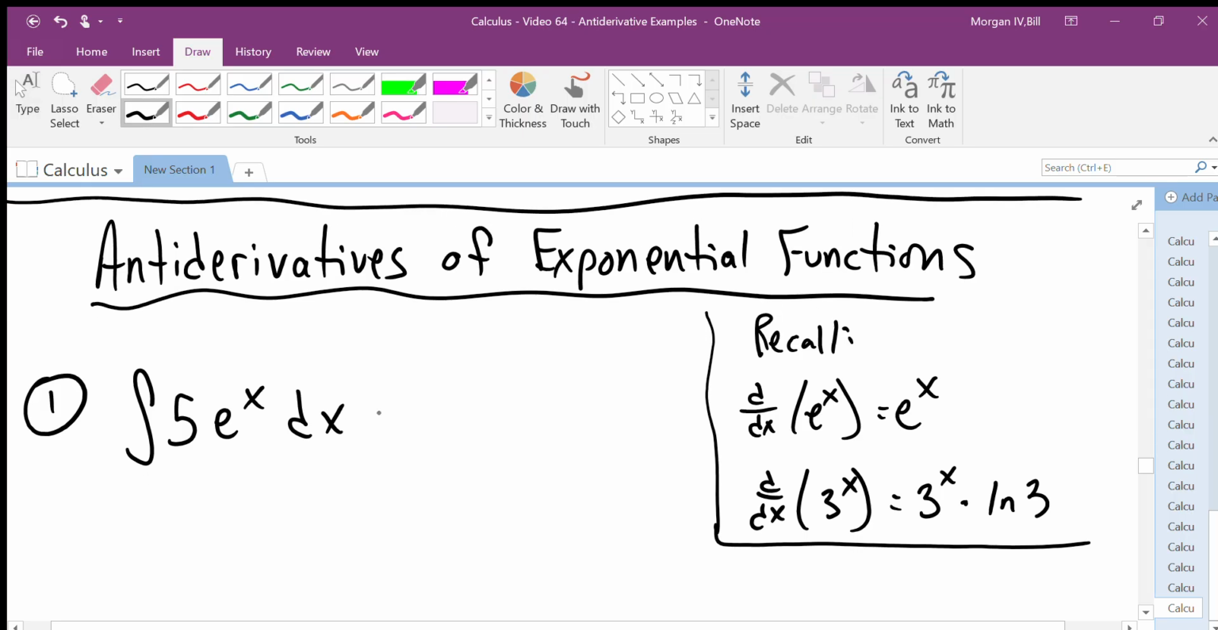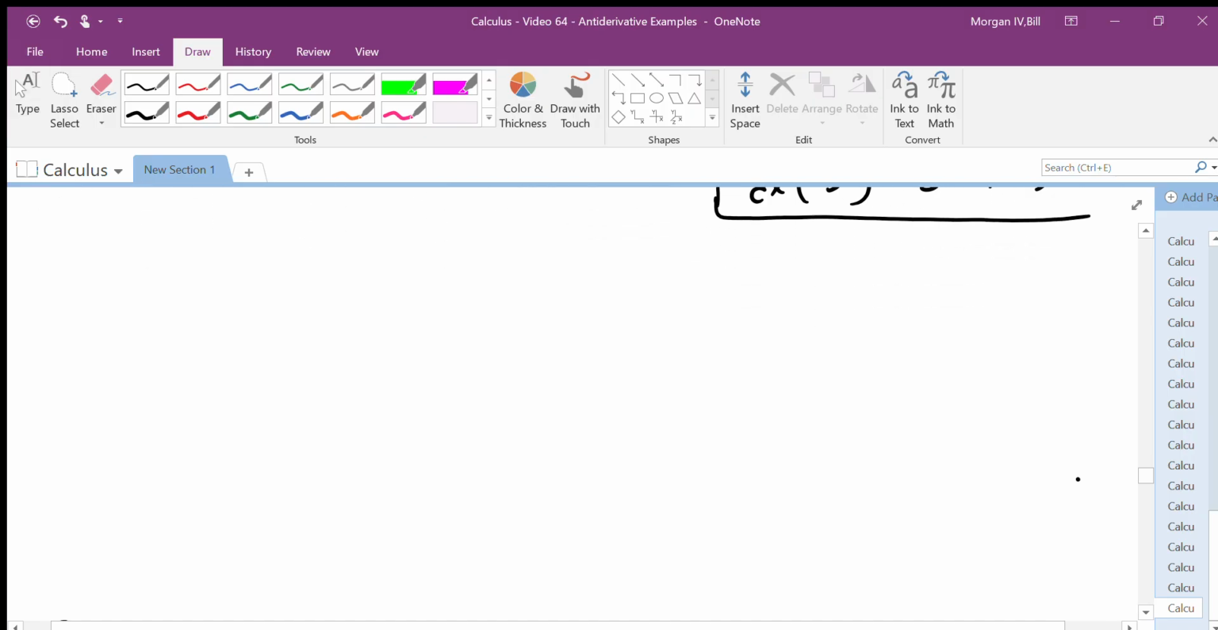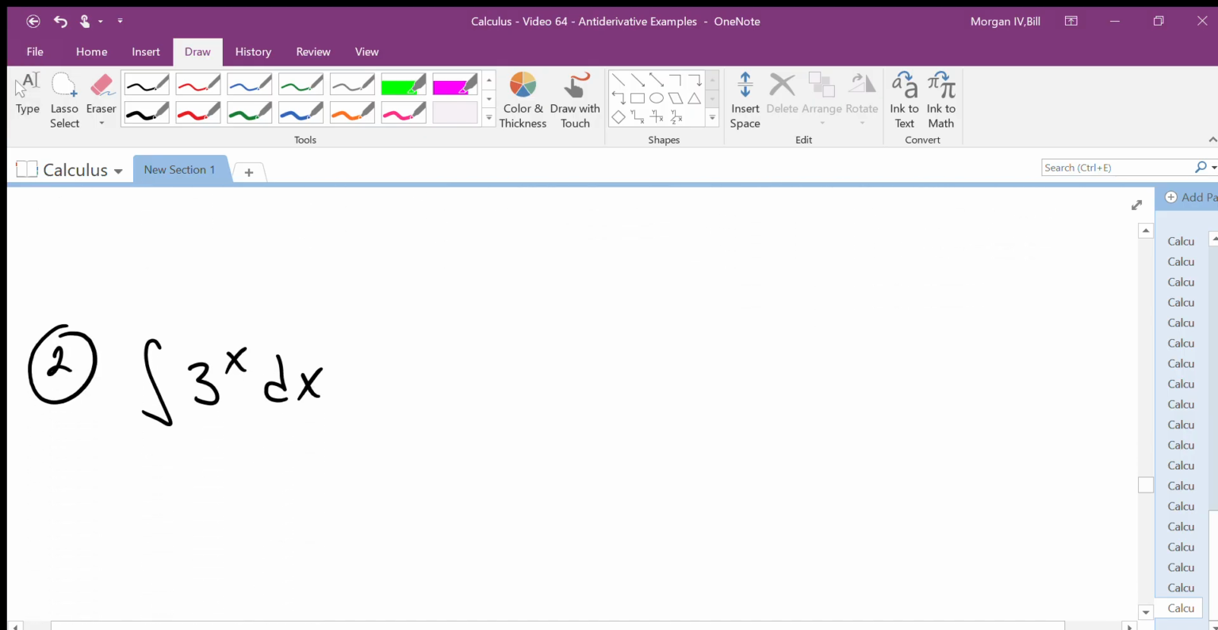So the antiderivative of 5e to the x is 5e to the x, but then it's also plus c. Can't forget that constant could have been there. All right, that doesn't seem too hard. We like e to the x's. It's a little more difficult if it's 3 to the x.